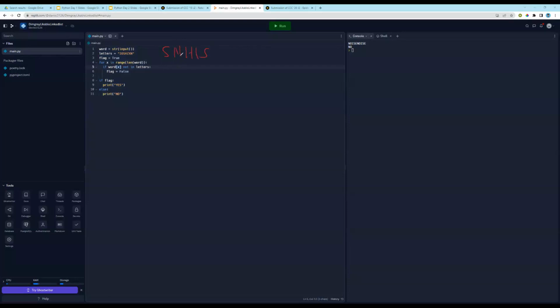SNHIS. We have this word, and we know that the length is equal to 5. So we know that a range function will give us 0 to 4. And again, the indexing for a 5-letter word is 0, 1, 2, 3, 4. So this will iterate through all 5 letters because the indexing starts from 0. So we conveniently just have to do word[x], which will give us the specific letter at the index.